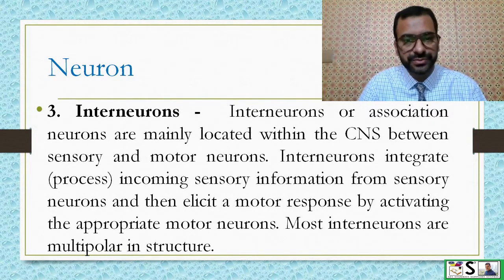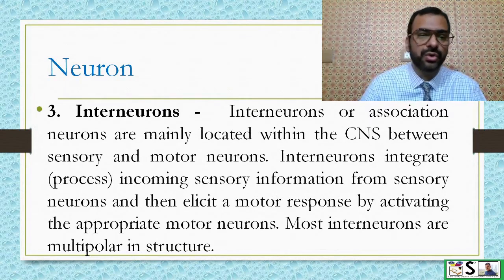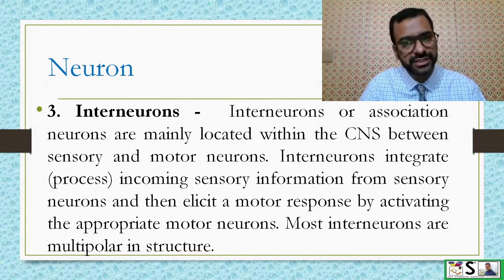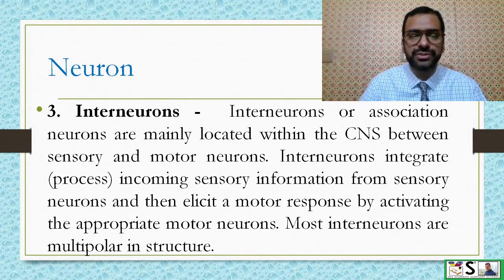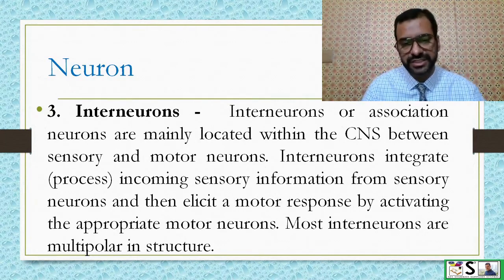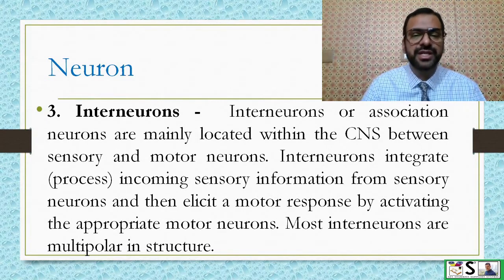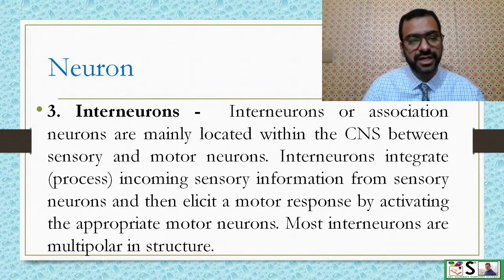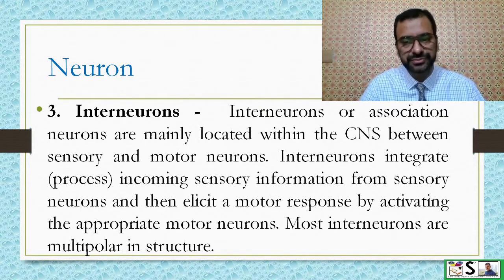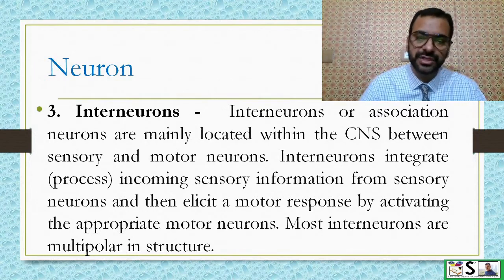Third is interneuron. Interneurons or association neurons are mainly located within the central nervous system between sensory and motor neurons. Interneurons integrate or process the incoming sensory information from the sensory neurons and then elicit a motor response by activating the appropriate motor neuron. Most interneurons are multipolar in structure.